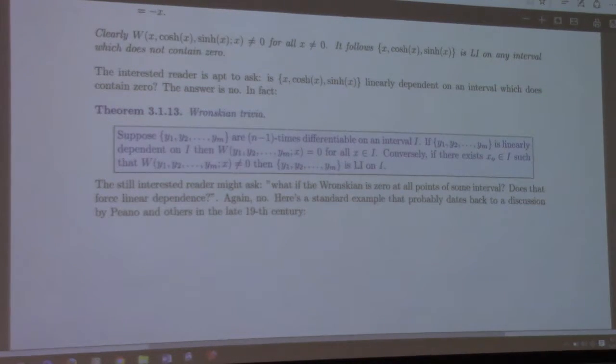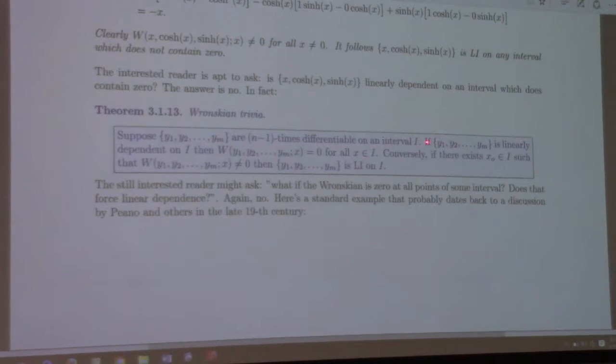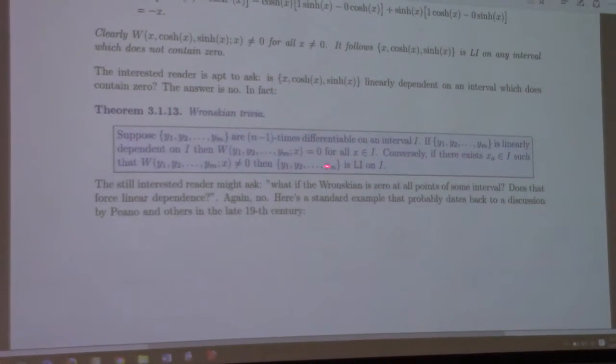So here's the theorem. If you have these functions, n minus 1 times differentiable, and they are linearly dependent on I, then the Wronskian is 0 for all x. Conversely, if there exists x naught in I such that the Wronskian is non-zero, then they are linearly independent. What's conspicuously missing here is the converse direction: what if you have the Wronskian 0 for all x in I? Does that imply linearly dependent? And like we just showed you in the example, no, it doesn't, for general collections of functions.